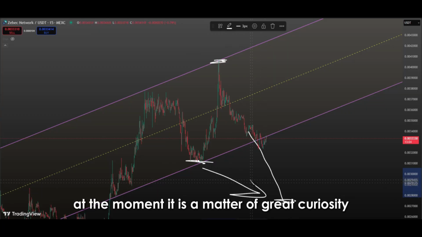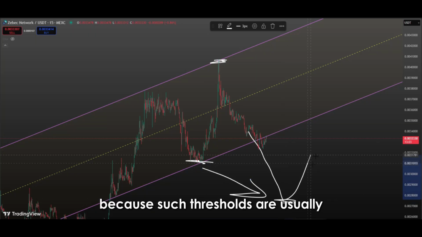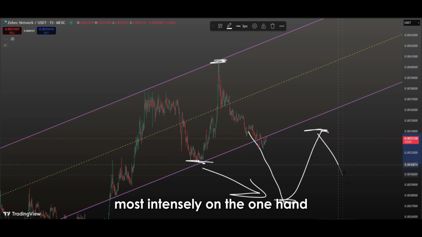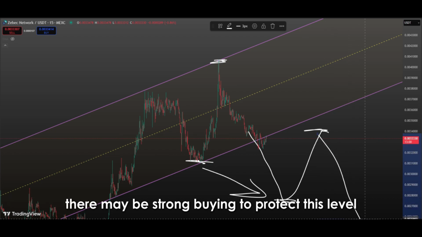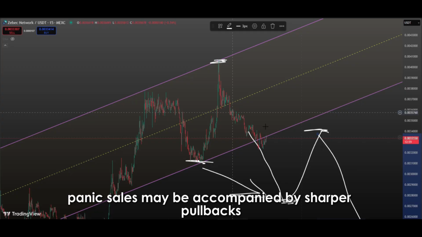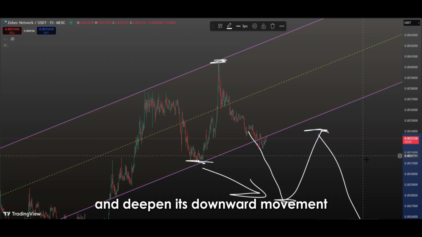At the moment, it is a matter of great curiosity how the market will react to this threshold, because such thresholds are usually the areas where investor psychology comes into play most intensely. On the one hand, there may be strong buying to protect this level, while on the other hand, if this level is broken, panic sales may be accompanied by sharper pullbacks. This may cause the price to accelerate and deepen its downward movement.